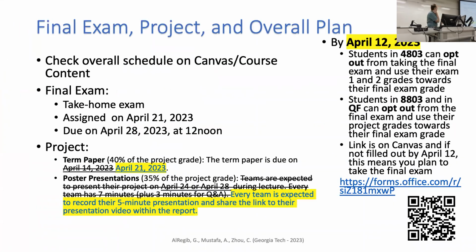The final exam, if you look at the registrar's matrix, is April 28th at 8 o'clock in the morning, 8 to 11:50. For us, it will be a take-home exam. It will be assigned on the 21st, that's a Friday, and then it will be due the following Friday, April 28th at noon. That will be the take-home exam.